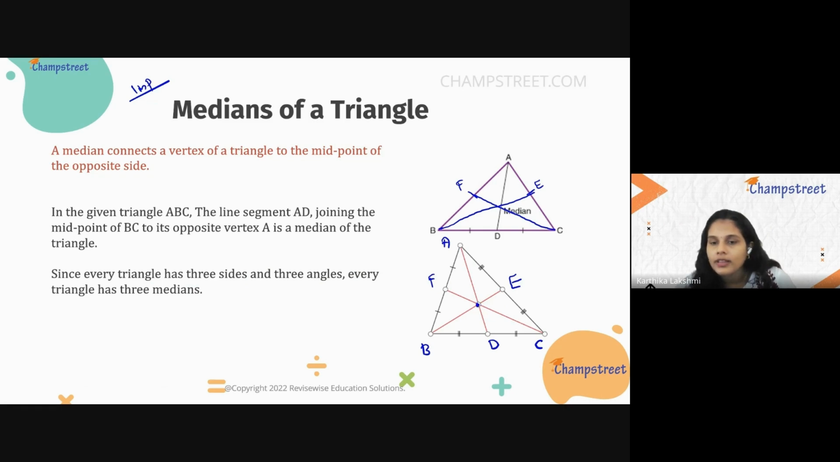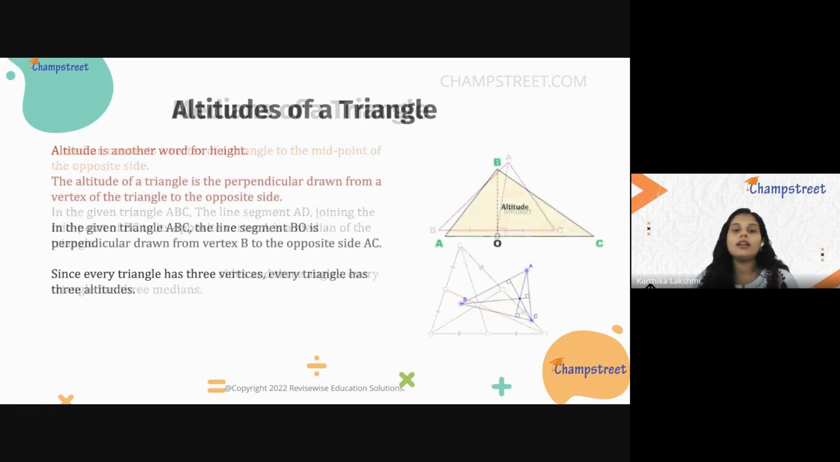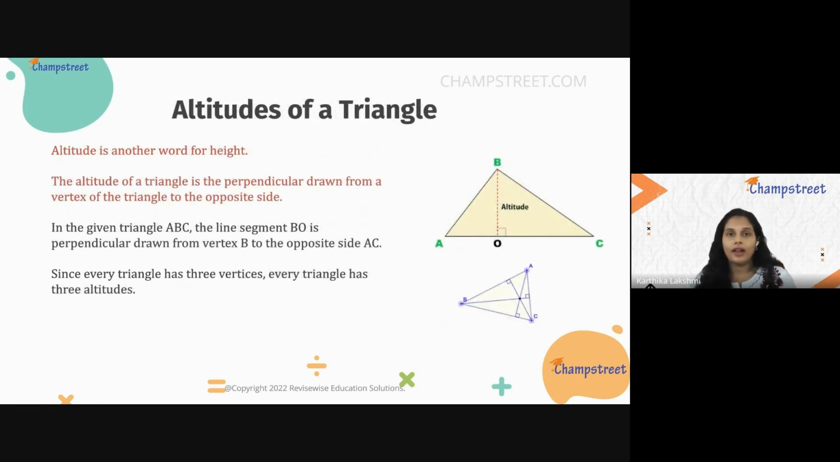And the point where the three medians intersect, this point is called what? Centroid. When the three medians intersect, this point is called the centroid of a triangle. Okay, this is called the median of a triangle. This is very, very important. And next one is altitude of a triangle.